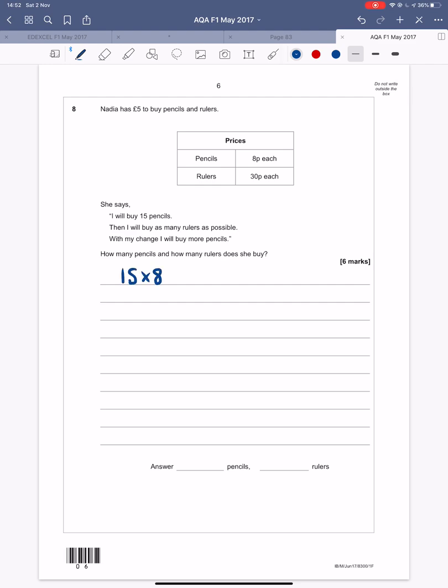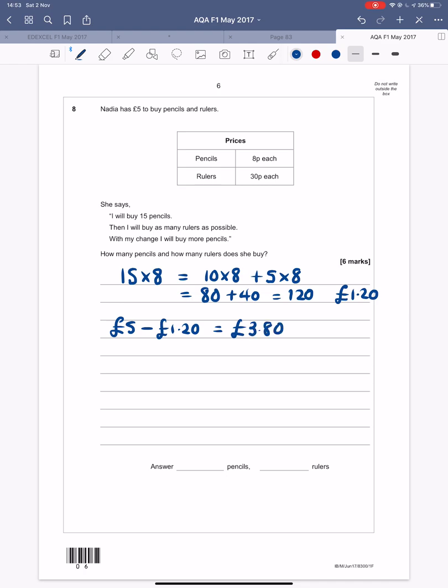15 times 8. So you can think of that as 10 times 8 plus 5 times 8. So that's 80 plus 40, which is 120. Because we're in money, that's £1.20. Okay, so the change, she's got £5 minus £1.20. She will get £3.80 change. At that point, she's bought 15 pencils.